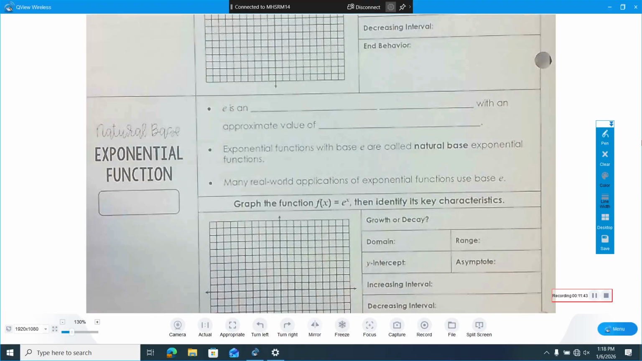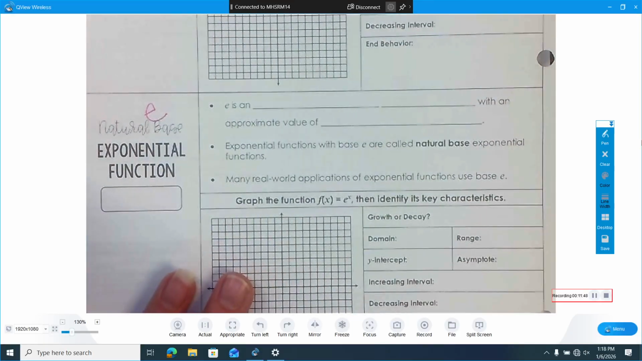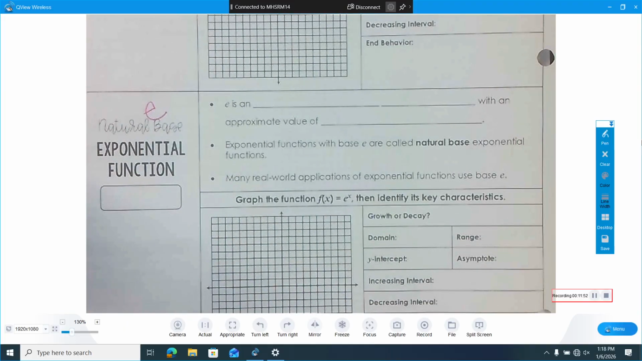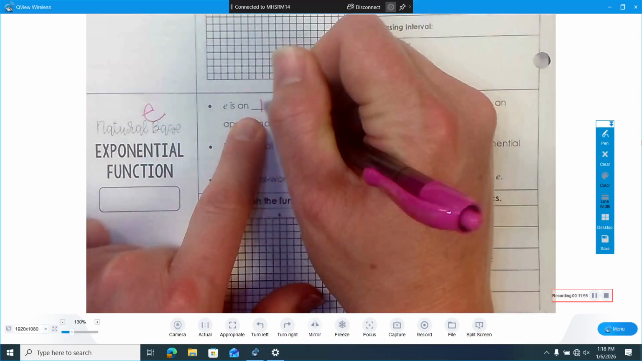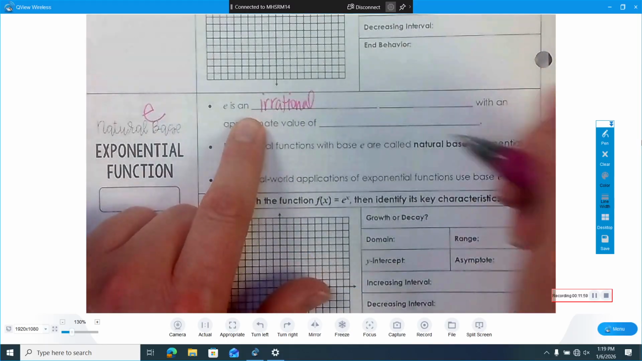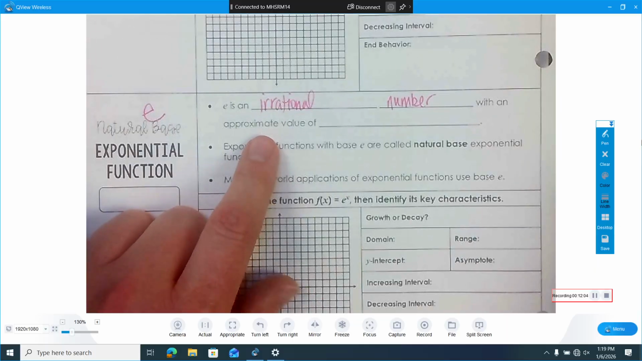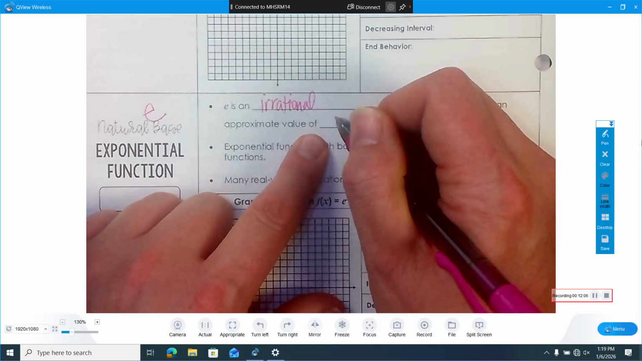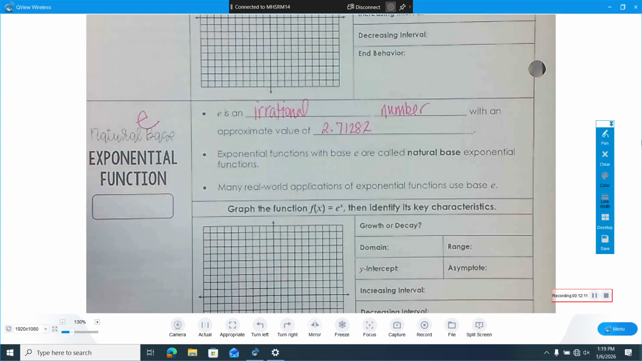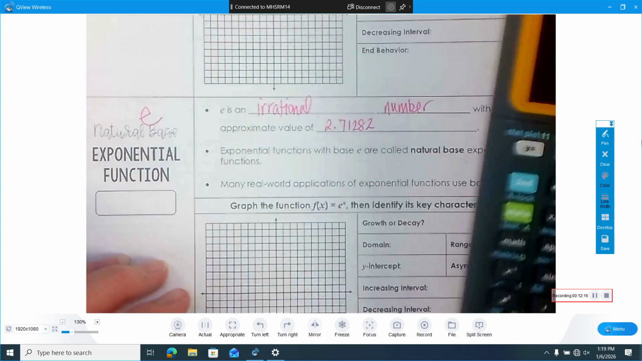So you have a button on your calculator. The natural base is base e. And e is a number like pi. e is an irrational number with an approximate value of 2.71828. It is on your calculator.